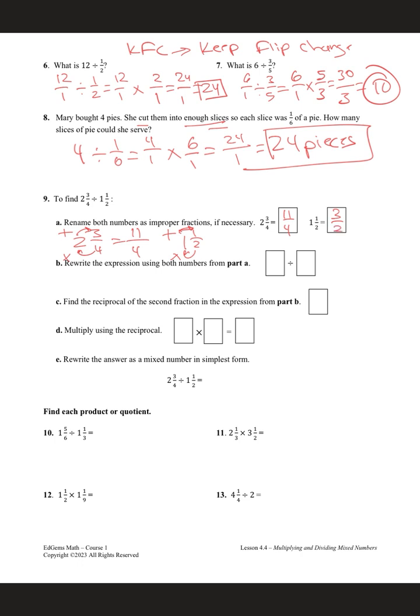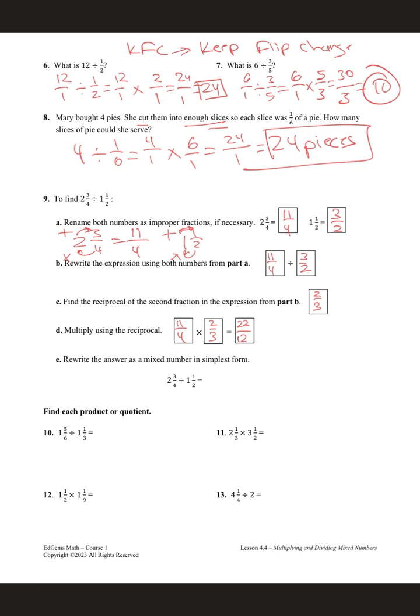Rewrite the expression using both numbers from part A. So we've got 11/4 divided by 3/2. Find the reciprocal of the second fraction from part B. That is 2/3. And then multiply using the reciprocal. So it's going to be 11/4 times 2/3. And now we're going to multiply straight across. So 11 times 2 is 22. And then 4 times 3 is 12.